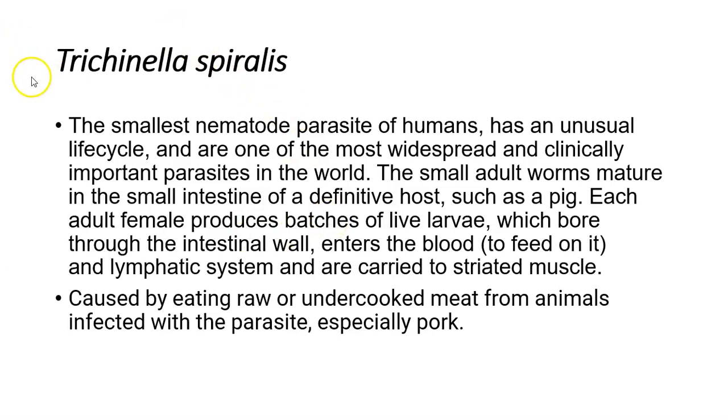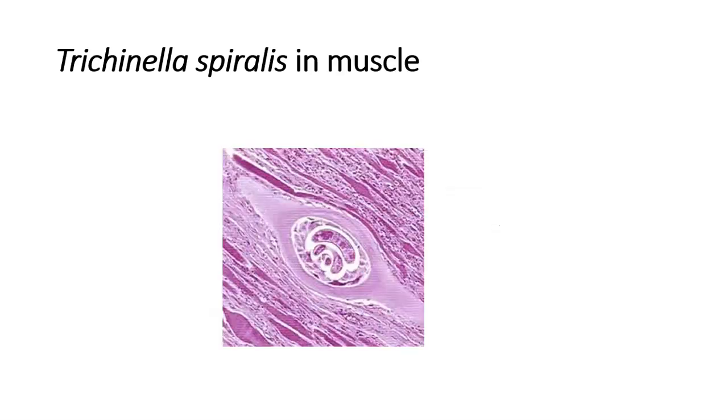The main thing that you remember is the spirillus, spiral. This guy enters the bloodstream to feed on it, and the lymphatic system carries it to striated muscle. Okay? And it encysts there. So what we usually do to find this is we get a tissue sample, and we have striated muscle, and there's the trichinella. A very interesting little guy, and it causes trichinosis.